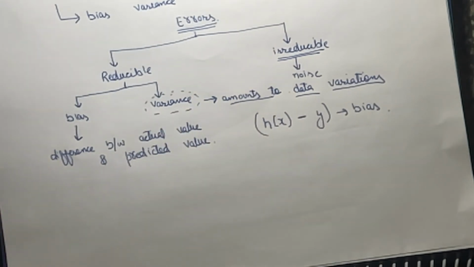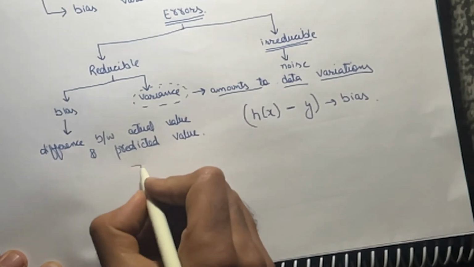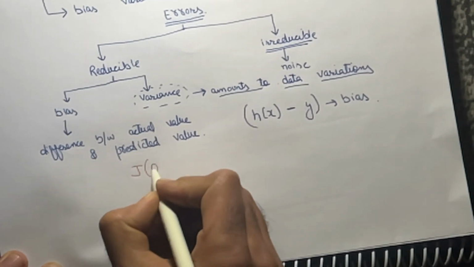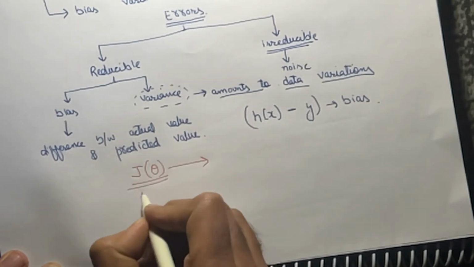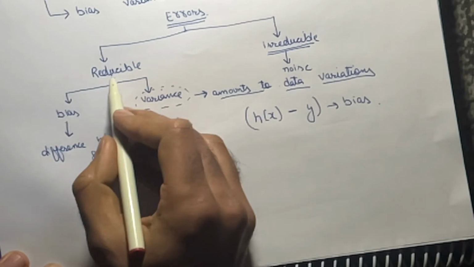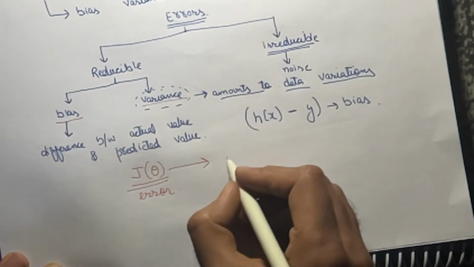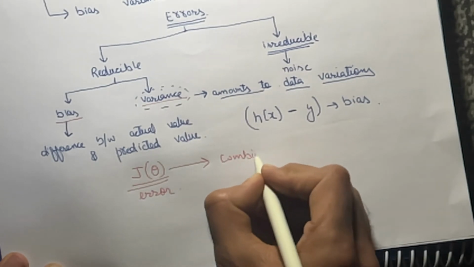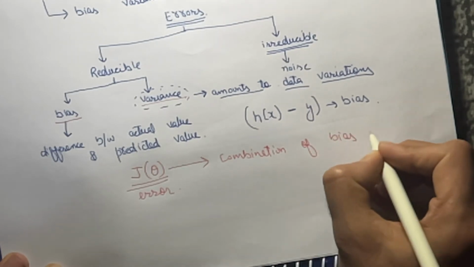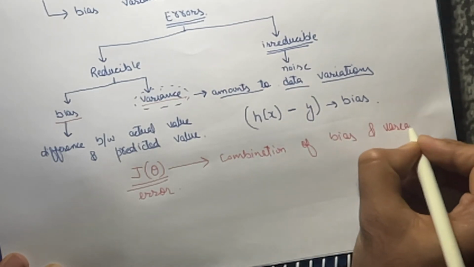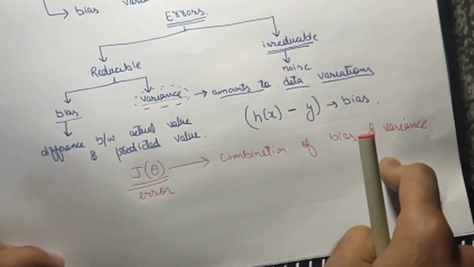What is this variance? Our actual loss was j theta. We will show that this j theta, this particular error, since there are only two types of errors, bias and variance, is a combination of bias and variance. Let's derive how it is a combination of bias and variance.